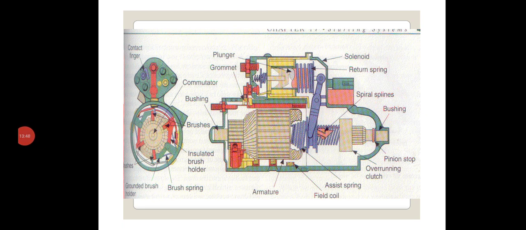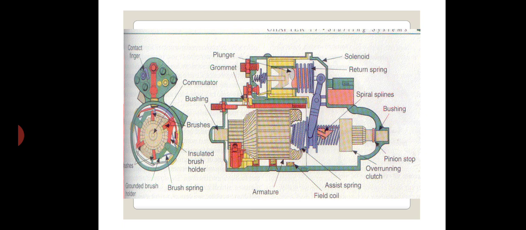Now this figure gives you a clear idea about what the components are and how they are located. You can clearly see here the front view and the side view of the electrical starter. Here you can see the solenoid, then you can see the bushing is provided, and the auxiliary parts such as a piston stop, return spring, then the spiral spline, assistance spring, field coil.